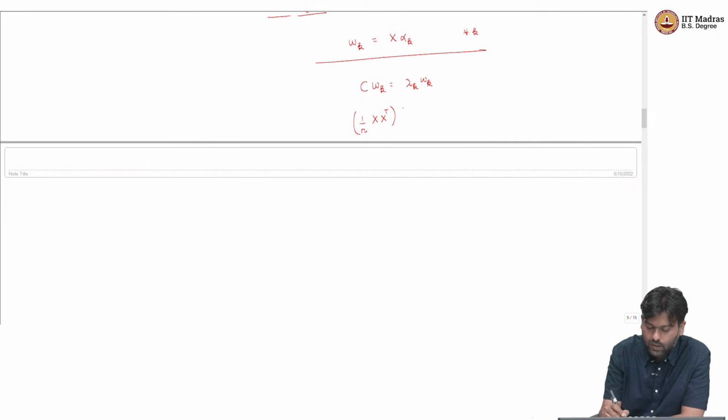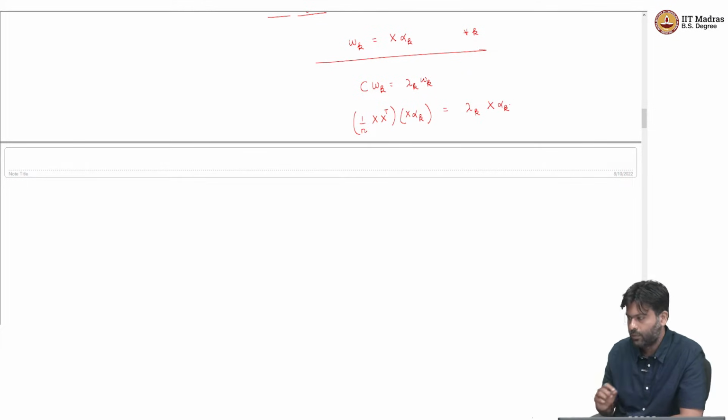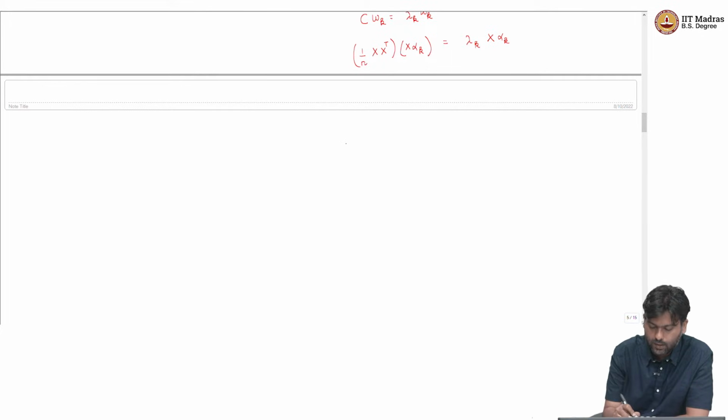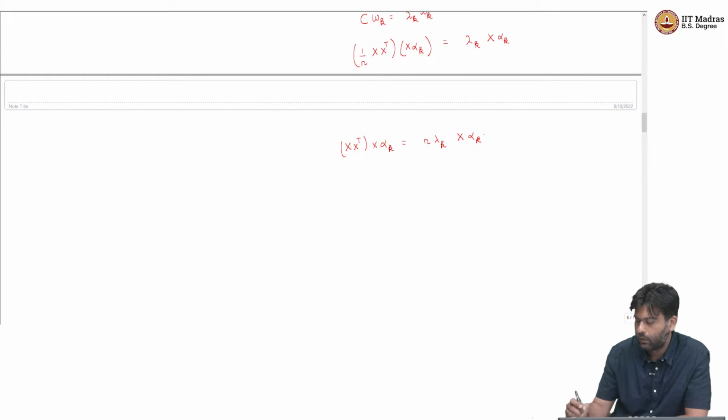We also are saying wk is x times alpha k. That is what we observed just a minute ago. So, this is lambda k times x times alpha k. Okay, good. Let me bring the n to the other side and write this as x x transpose times x alpha k equals n lambda k x alpha k.